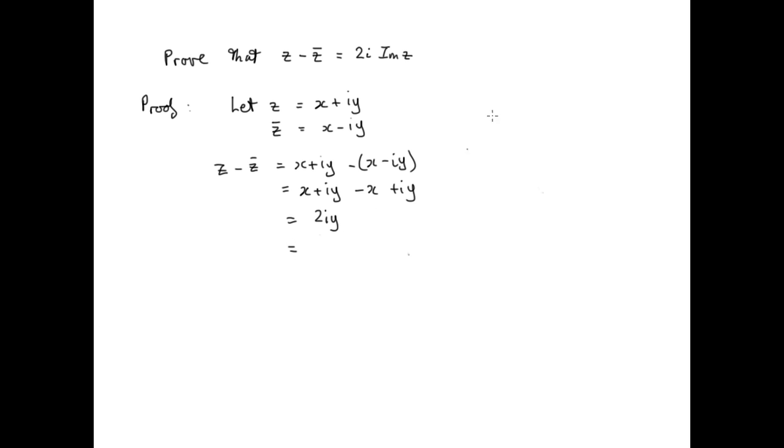Now we also know that the real part of z is x, and the imaginary part of z is y. We know the real part of z bar is the same, x, and the imaginary part of z bar is the negative, that's minus y. So here we have twice the imaginary part of z, which is the number y. There's twice the imaginary part of z, that's 2y times the i.